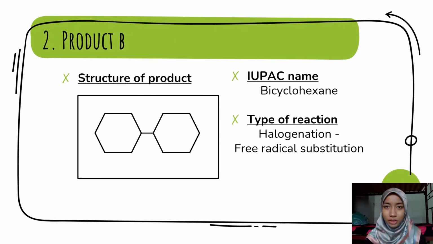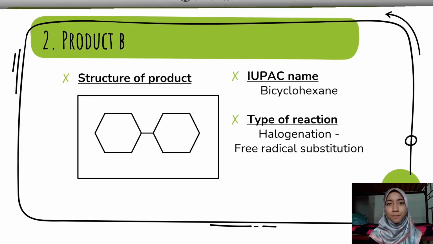So this is the structure of the product. The IUPAC name is bicyclohexane and the type of the reaction is halogenation, free radical substitution. So what is free radical substitution? This is a process where alkane reacts with halogen, which in this case is bromine, to produce haloalkanes in the presence of UV.